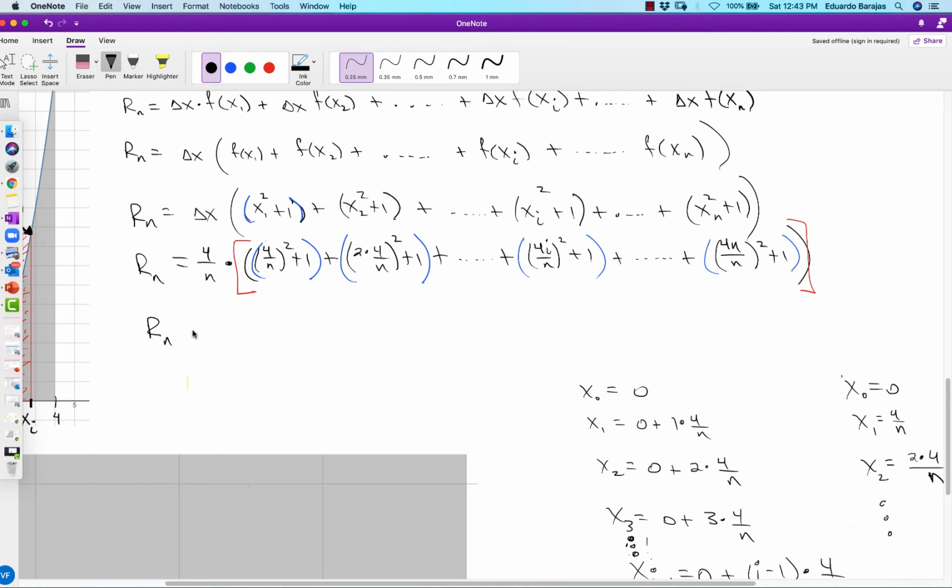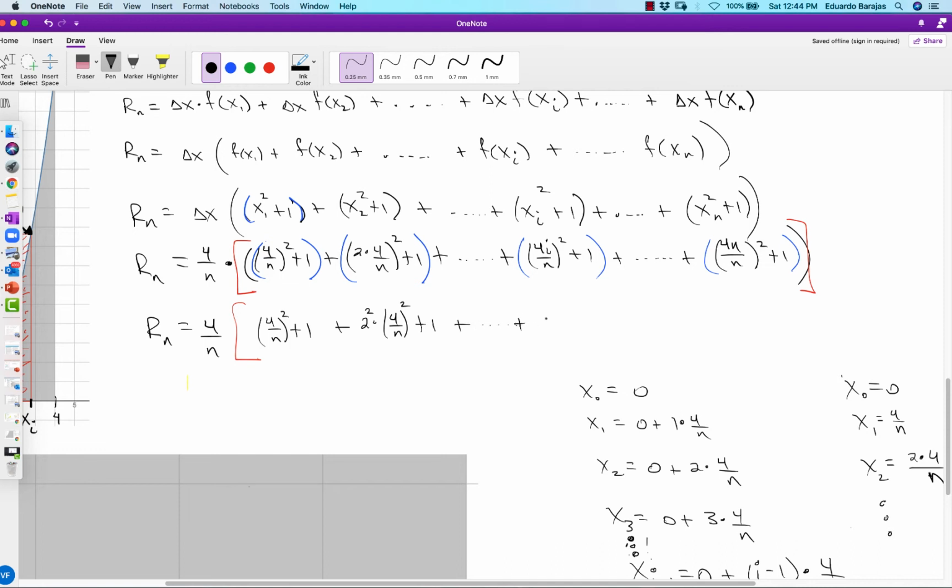We'll get r sub n equals 4 over n, and then there's this giant red bracket. Inside each one of these blue parentheses, I'm going to separate these a little bit the following way. I'll leave the first one alone, so that's just going to be 4 over n squared plus 1. Plus, and now this one I'm going to separate as 2 squared times 4 over n squared plus 1 plus dot dot dot.